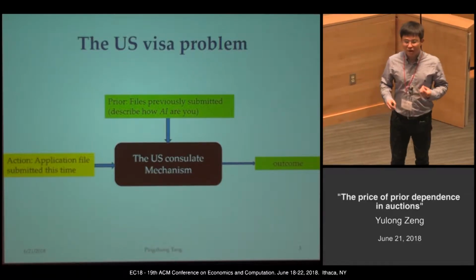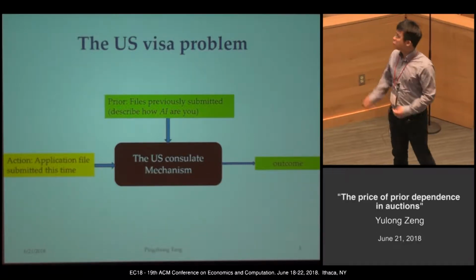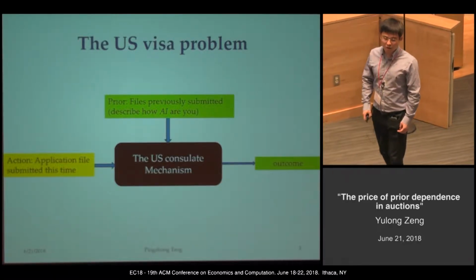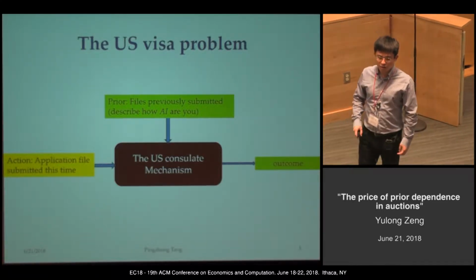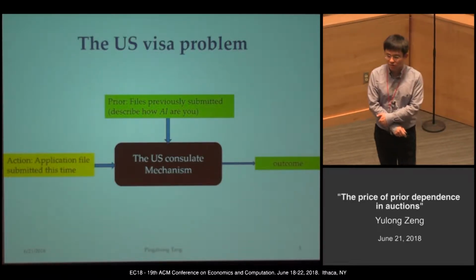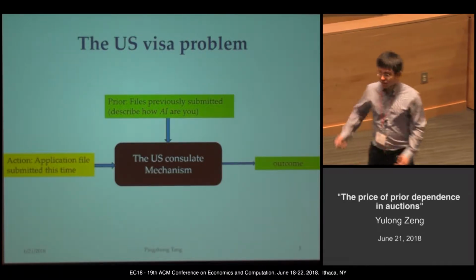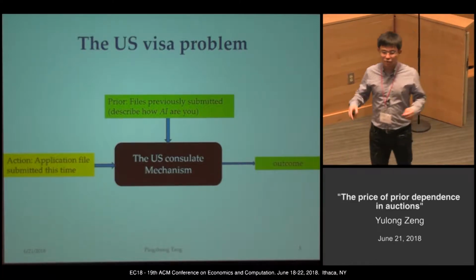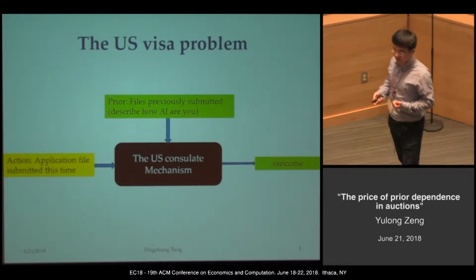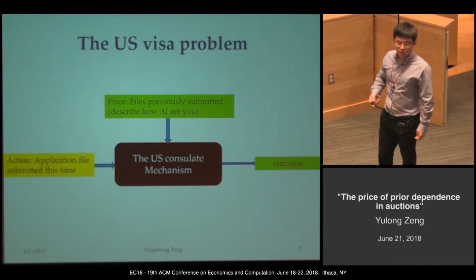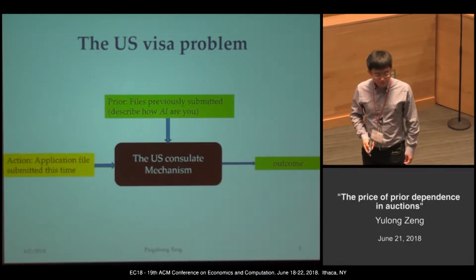So as far as this talk is concerned, the mechanism for the US consulate is as follows. It will take an application file as the action for this time, but it also implicitly has a prior. The prior contains all the previous applications that you sent to the US consulate. And as far as I'm concerned, this prior mainly describes how sensitive your major is. In my case, how AI I am, how AI my student is, and then taking the two inputs into consideration, it outputs a decision for your visa, okay?